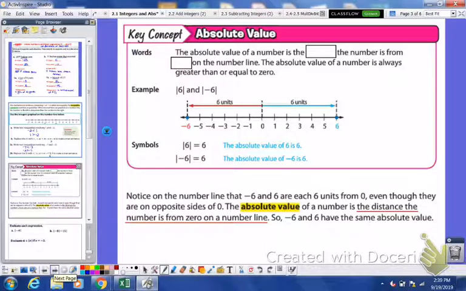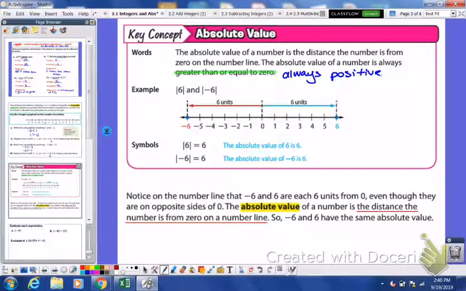Okay, so absolute values. Now that we know all about our integers, we want to talk about absolute values. So the absolute value of a number is the distance the number is from 0 on a number line. The absolute value of a number is always greater than or equal to 0. So highlight this if you can, greater than or equal to 0, meaning that it is always positive. We cannot have a negative absolute value.